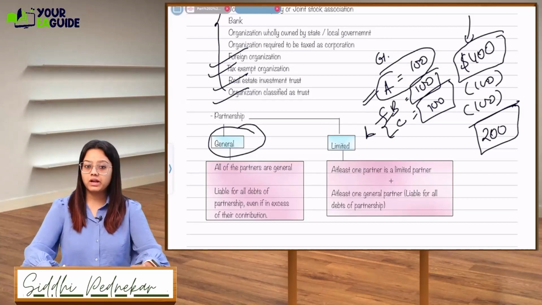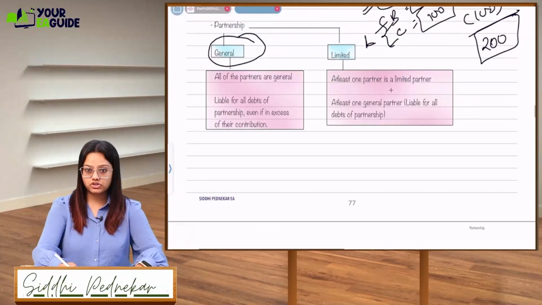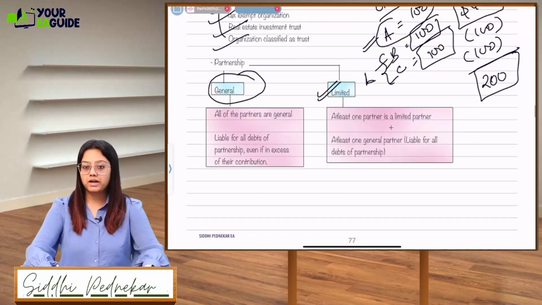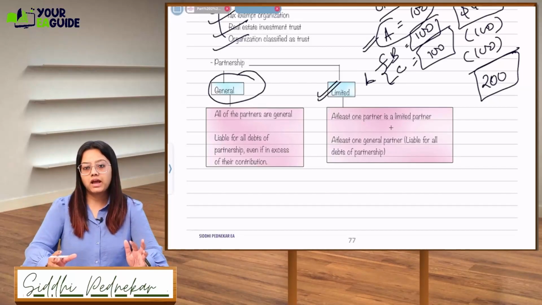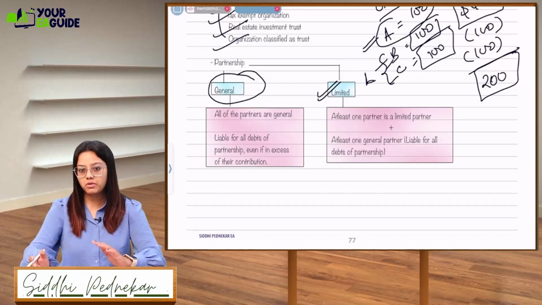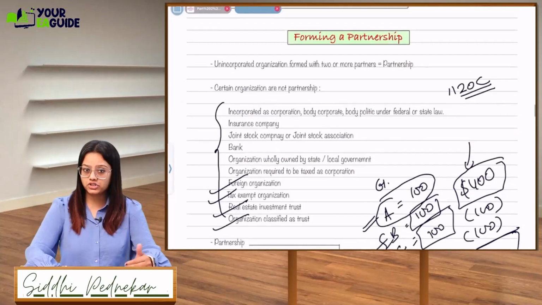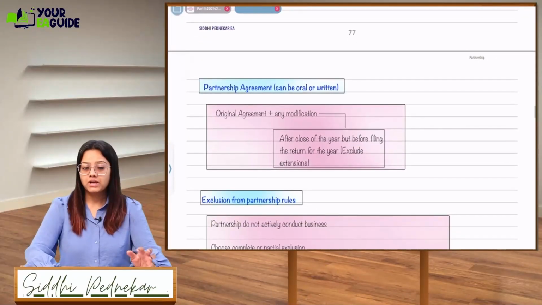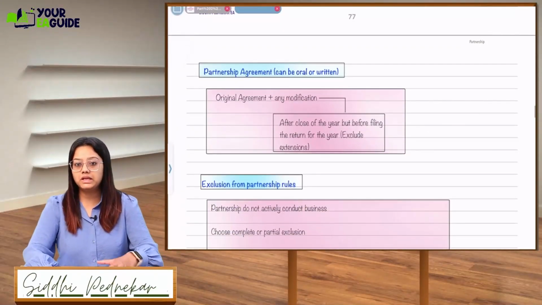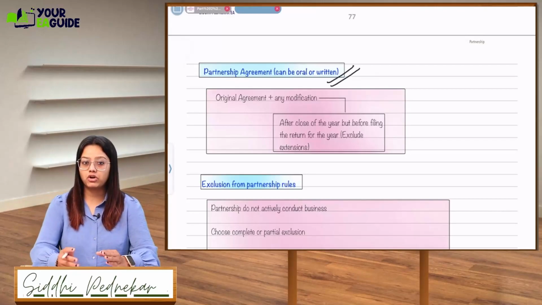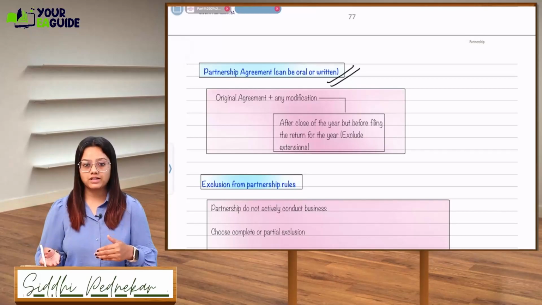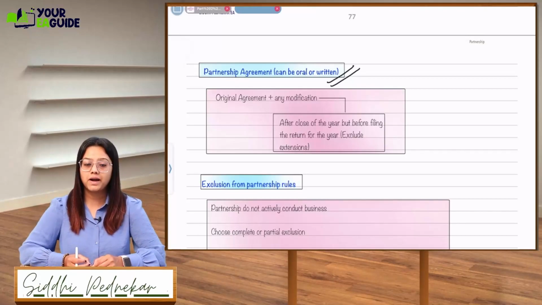In case of a general partnership, all the partners will be general partners, but in case of a limited partnership, at least one will be general and at least one will be limited. The rest of them have the option to go for either a general partnership or a limited partnership. So this is the type of partnership, this is the formation of a partnership. Next is the partnership agreement, which can be either oral or written. If you want to modify your written agreement, you have an option: before filing your tax return, you can modify your partnership agreement.